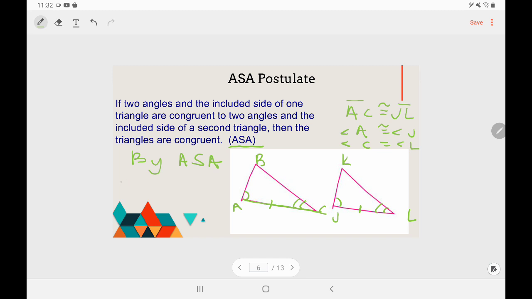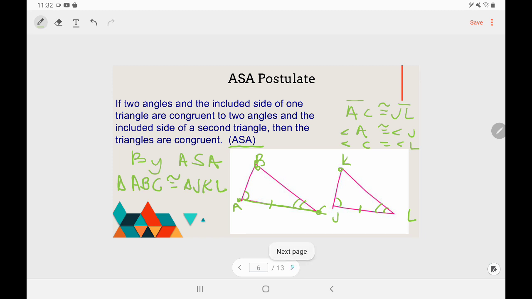Now, what would that statement look like? Triangle ABC is congruent to, remember it's important to list your angles in order. So I chose A, then B, then C. A corresponds to J, so J. B corresponds to K, J, K, L. And that is the angle side angle postulate.